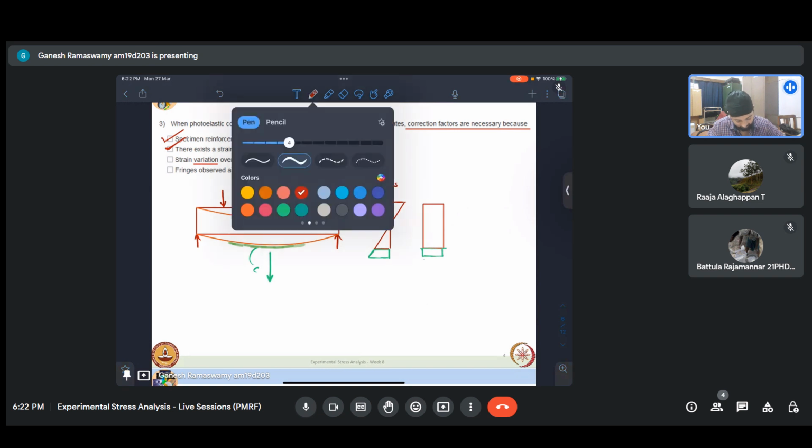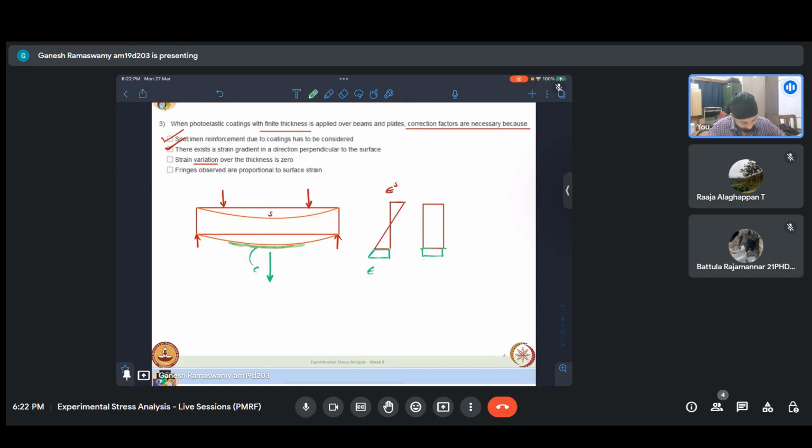I'll just mark this as epsilon coating varies linearly. And this is the actual section. Let me put it here.